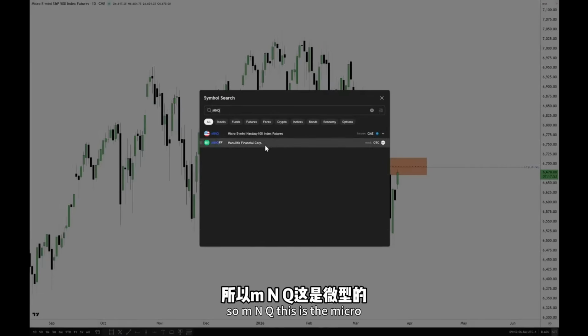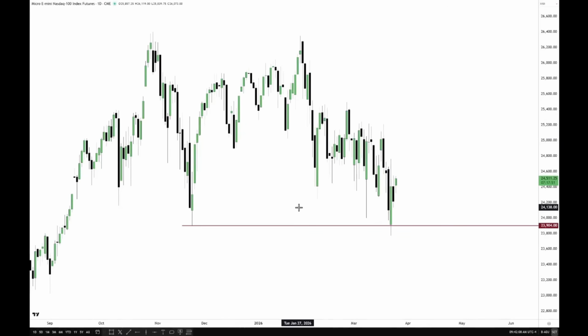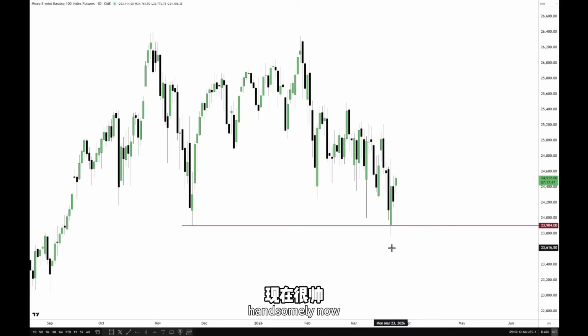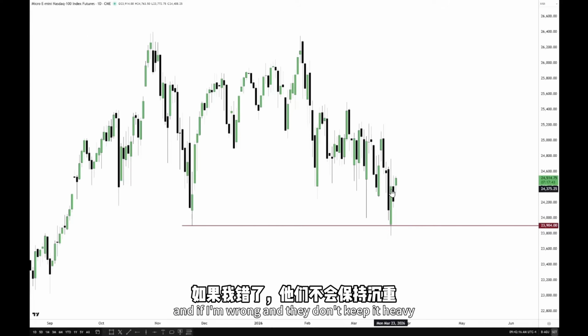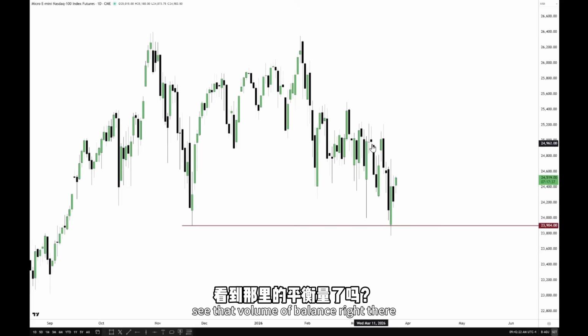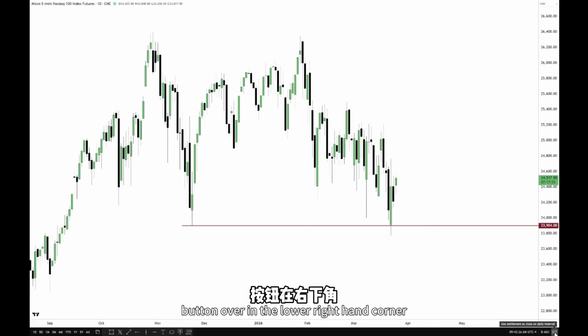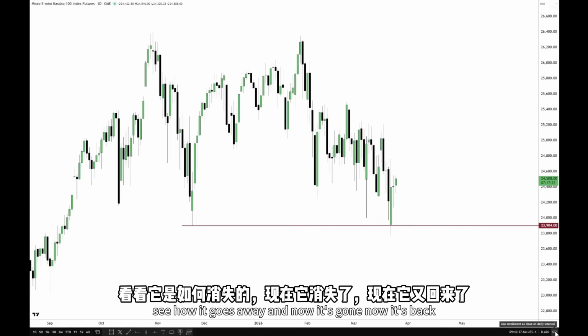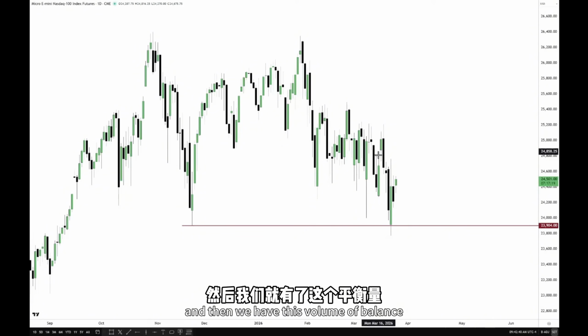So MNQ, this is the micro NASDAQ. So we did the business of taking out that low there handsomely now. And if I'm wrong and they don't keep it heavy, same thing here. Look at this. See that volume imbalance right there? Now watch. I'm going to toggle this little set button over in the lower right hand corner. Keep your eye right here. See where that volume imbalance is? I'm watching that. See how it goes away? And now it's gone. Now it's back. And then we have this volume imbalance.